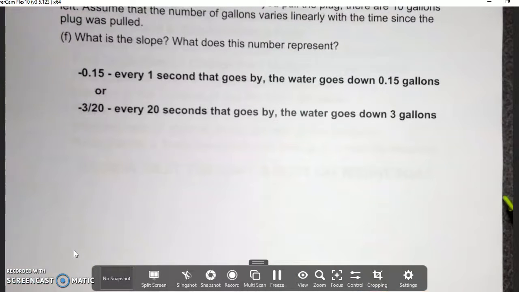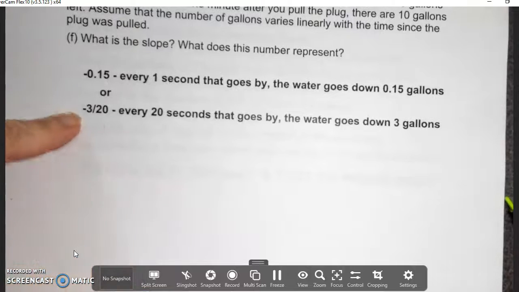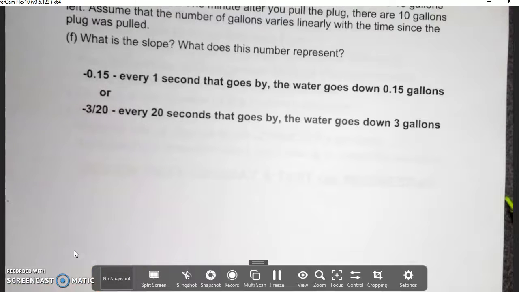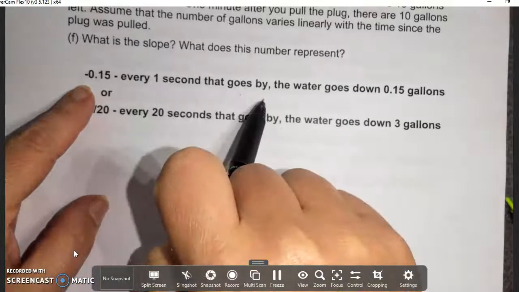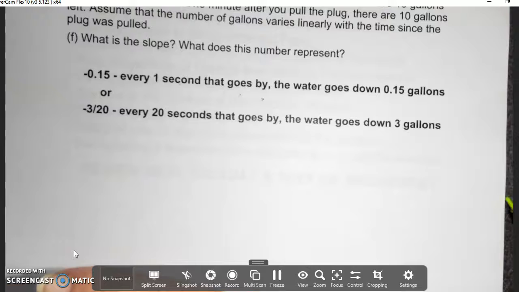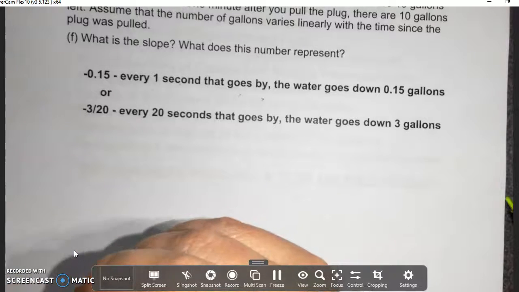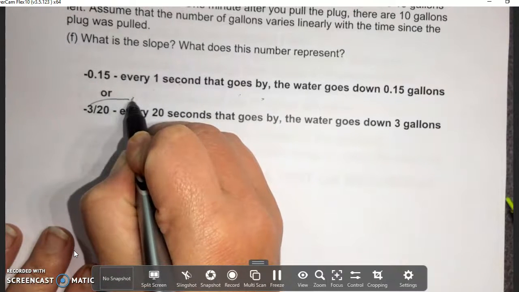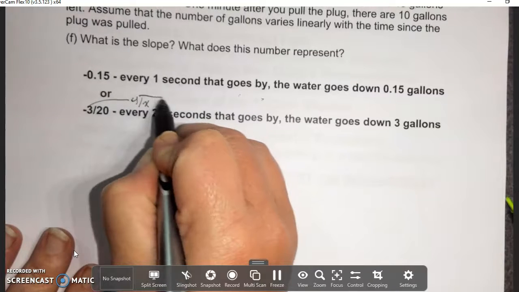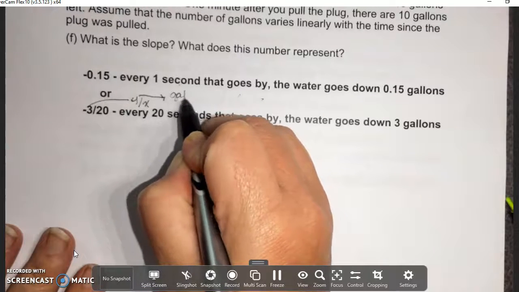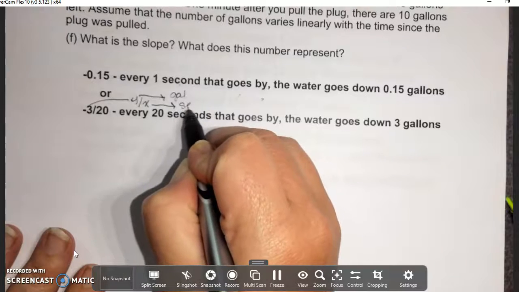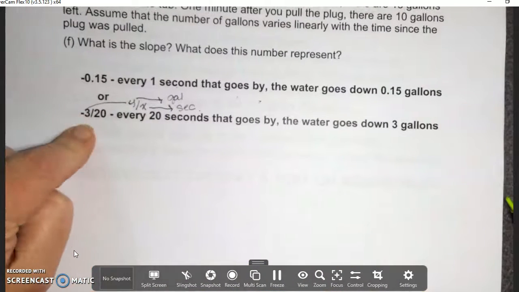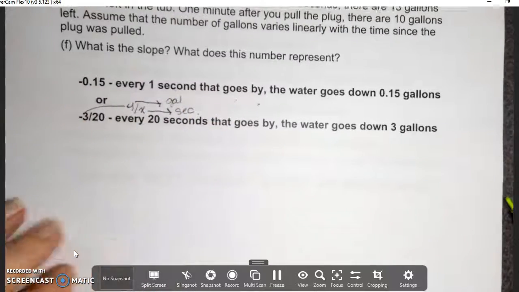What is the slope? It was negative 3 over 20. If we do the decimal, it's going to be negative 0.15. That means negative 0.15 every 1 second that goes by. It goes down 0.15 gallons. Or every 20 seconds, the water goes down 3 gallons. Remember that this is my change in Y over change in X. What does my Y represent? The Y is the gallons. What does the X represent? The seconds. So it goes down 3 gallons every 20 seconds.